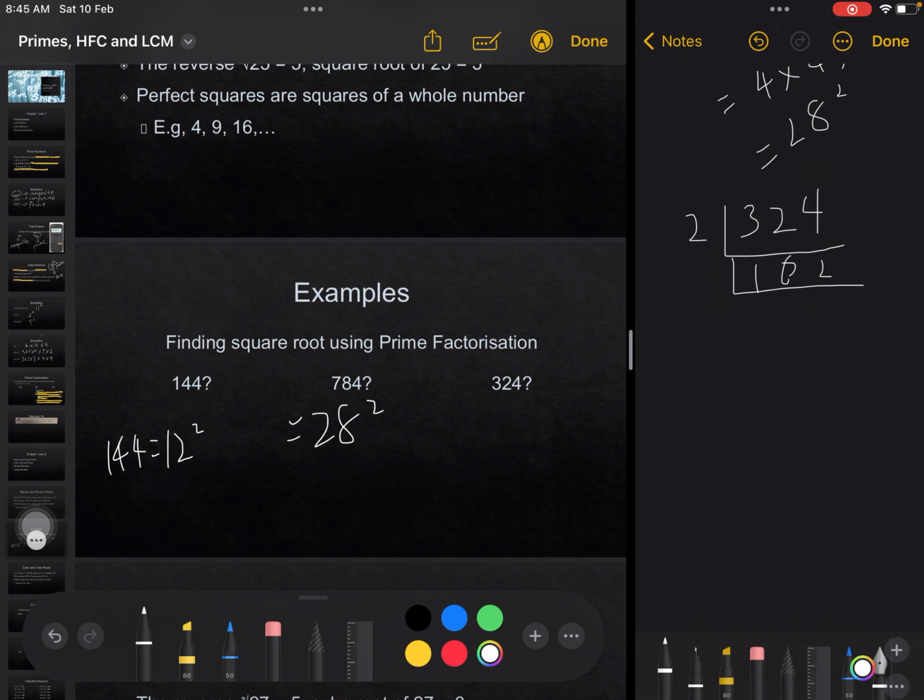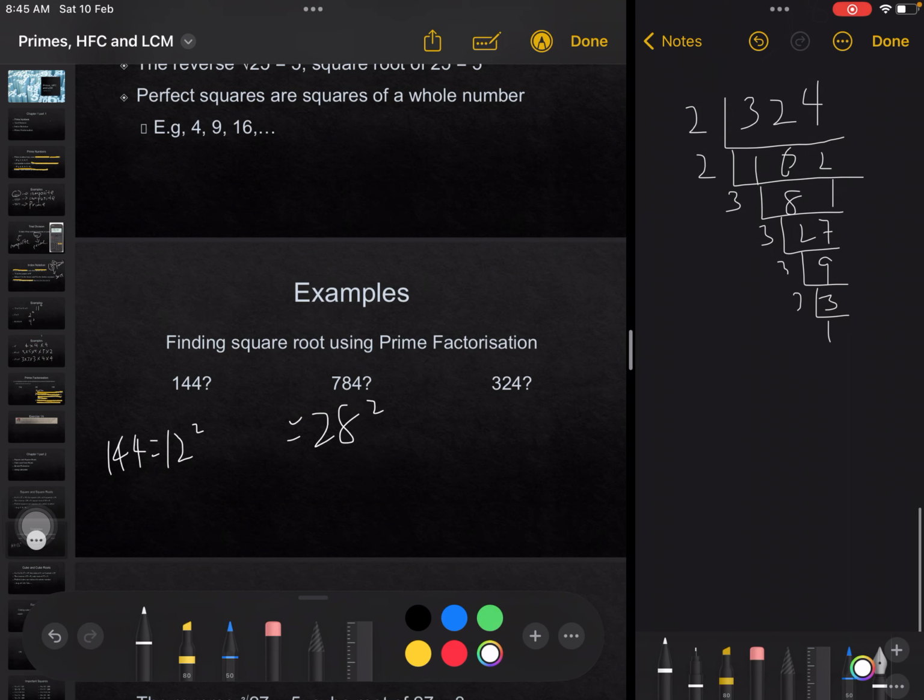Okay, divide by another number 2, so it's 81. Okay, so it's 3, 27, then 3 again, 9, and 3 again, 3, then 3 again, 1. Okay, so we have 324 equals 2 times 2 times 3 times 3 times 3 times 3.